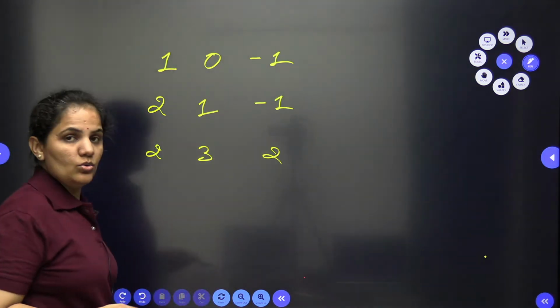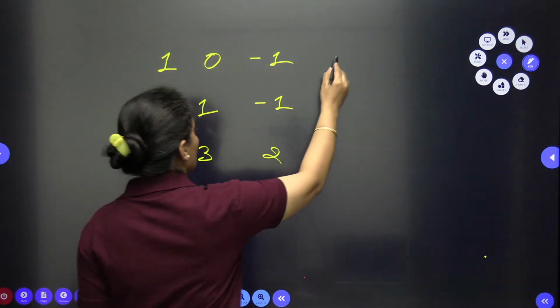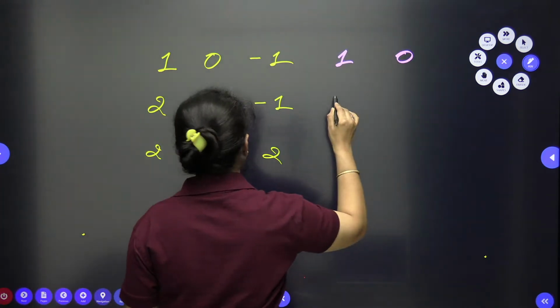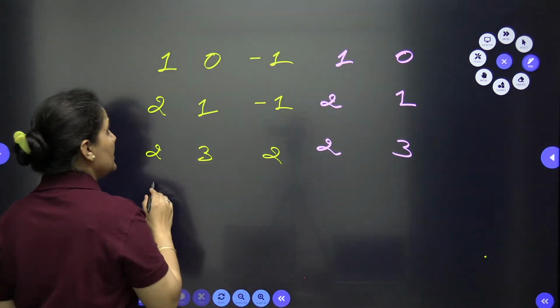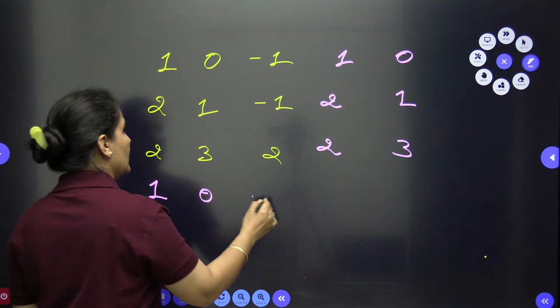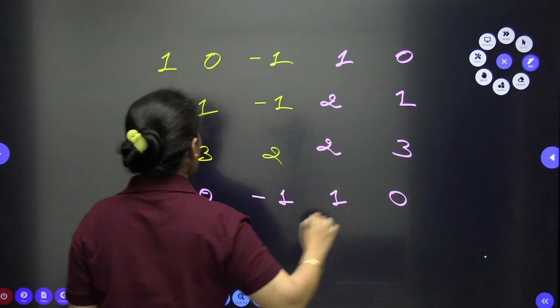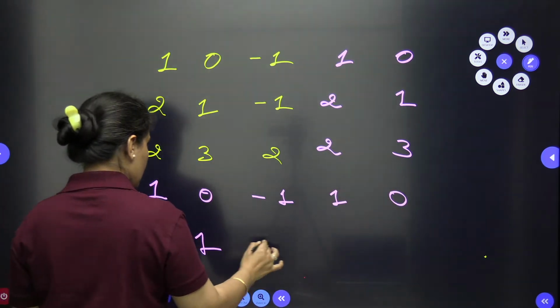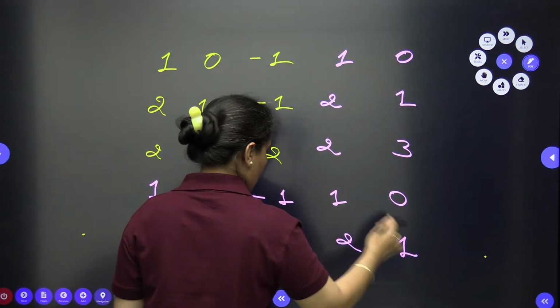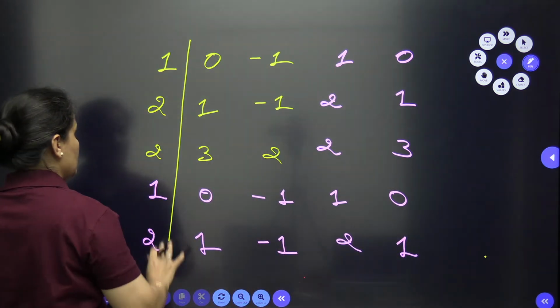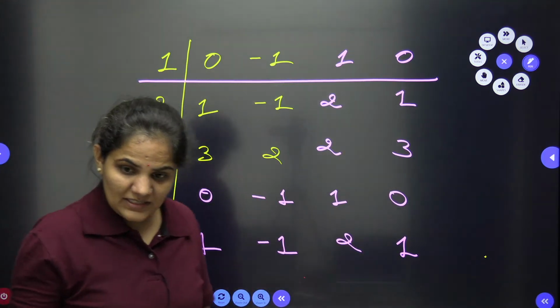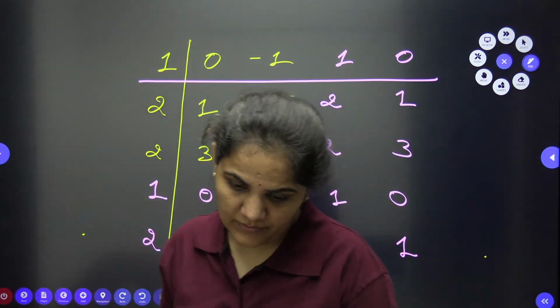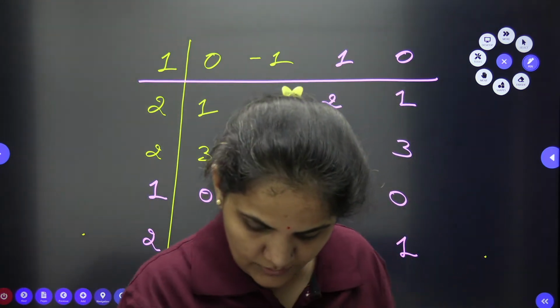Now what we need to do is write down the first two columns. So it will be 1 0 2 1 2 3, and then we need to write down the first two rows also: 1 0 minus 1 1 0, and it will be 2 1 minus 1 2 and 1. Now I will leave the first column and first row. As in this question, we will leave here the row and column.